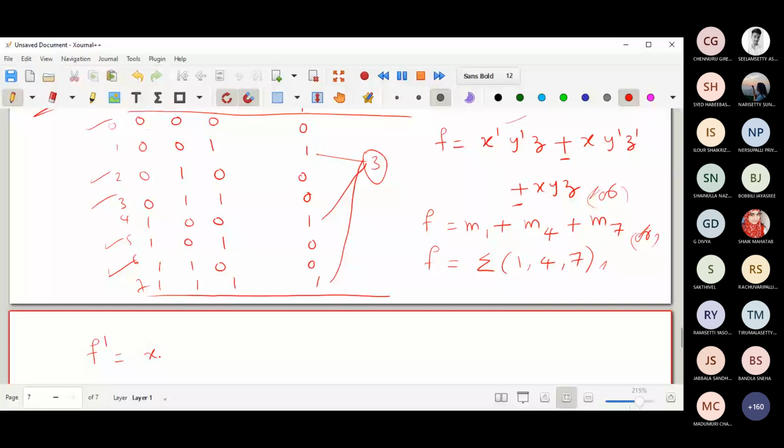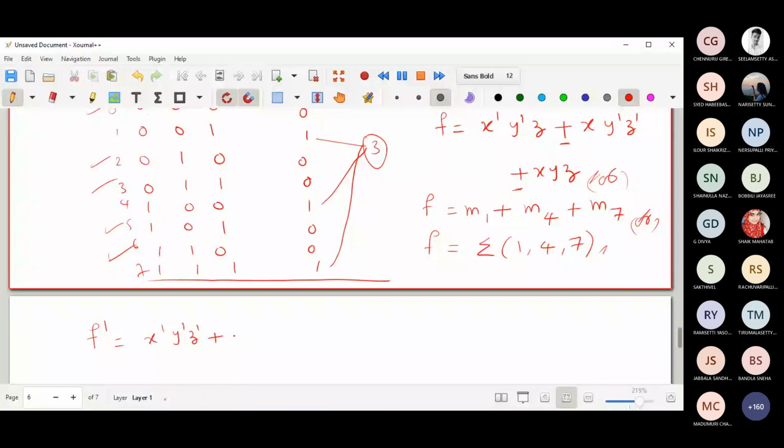plus next, 2. 2 means x bar, y, z bar, plus 3 also, x bar, y, z, right, plus 5, x, y bar, z. Next is 6, plus x, y, z bar.